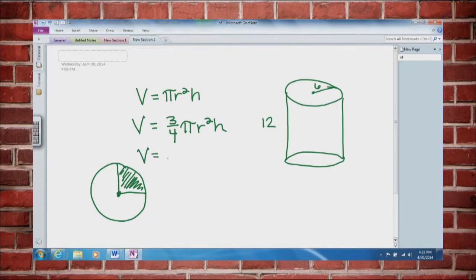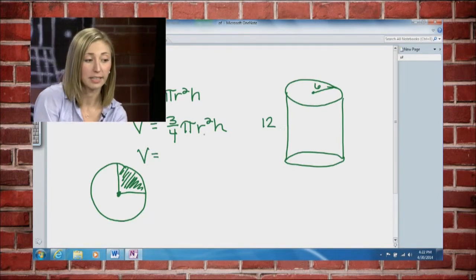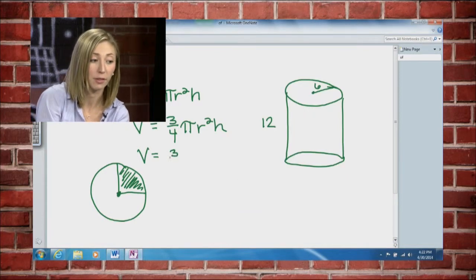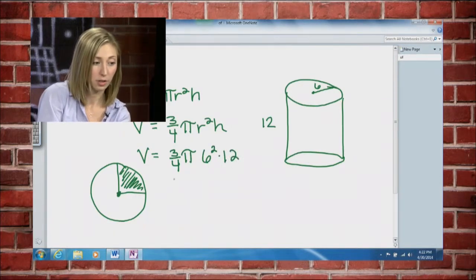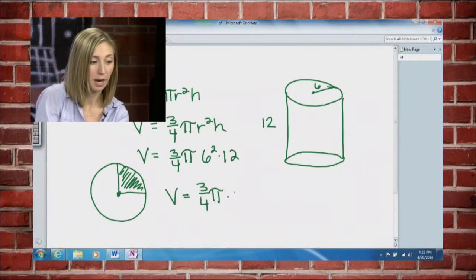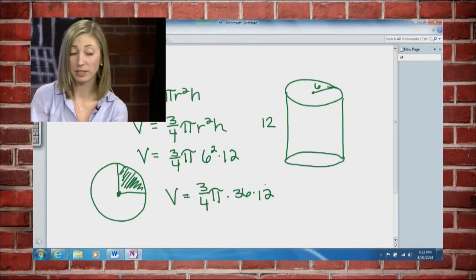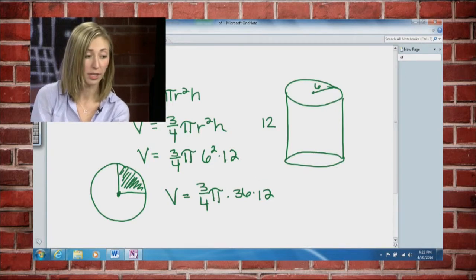Now what I can do is go ahead and plug in my numbers, replace all of my variables with their values, and then evaluate for that amount. So my radius is 6, so 6 squared times my height, which is 12. So I have 3/4 pi times 36 times 12, which I don't know off the top of my head. I don't know 36 times 12, but what I can do is use my fraction to multiply.